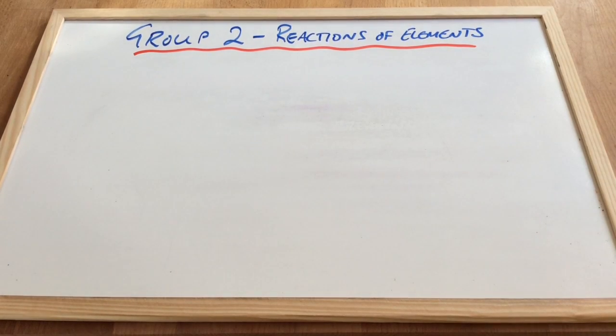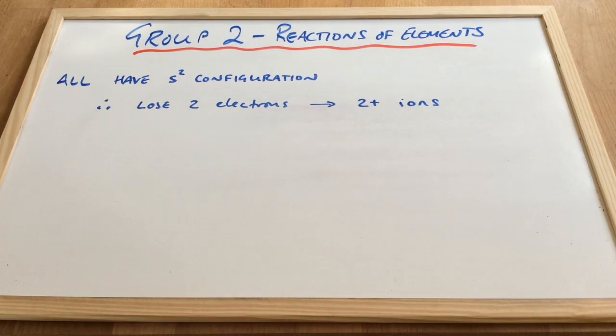In this group 2 video, I'm going to look at the reactions of the elements in the group. If we think about where these elements are in the periodic table, group 2 is part of the s block, and so all of the group 2 elements have an s2 electronic configuration. So what are they going to do when they react? They're going to lose those 2 electrons to obtain a full outer shell, and they would therefore become 2+ ions.